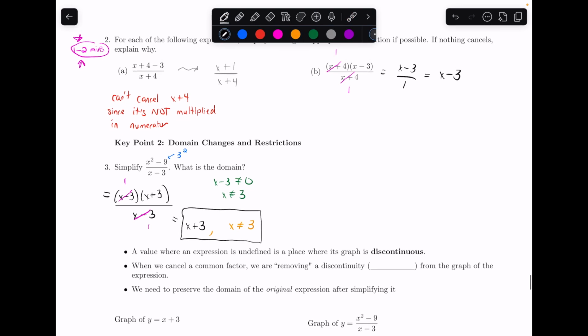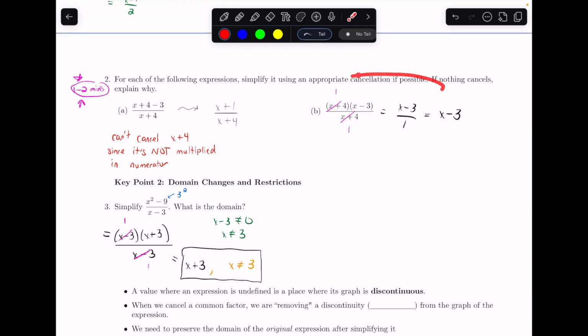So I haven't really been emphasizing this in previous examples, but even in previous examples, when there was something that made the denominator equal 0, it is technically something I would include next to my final simplification, this domain restriction. So I'm going to start to emphasize that here on forward.